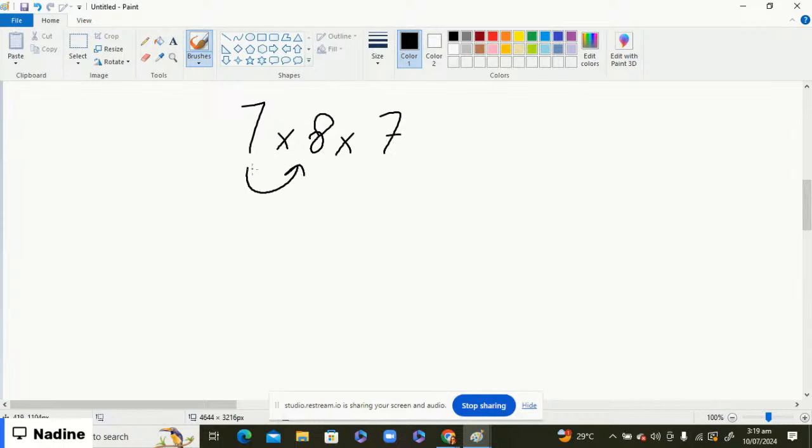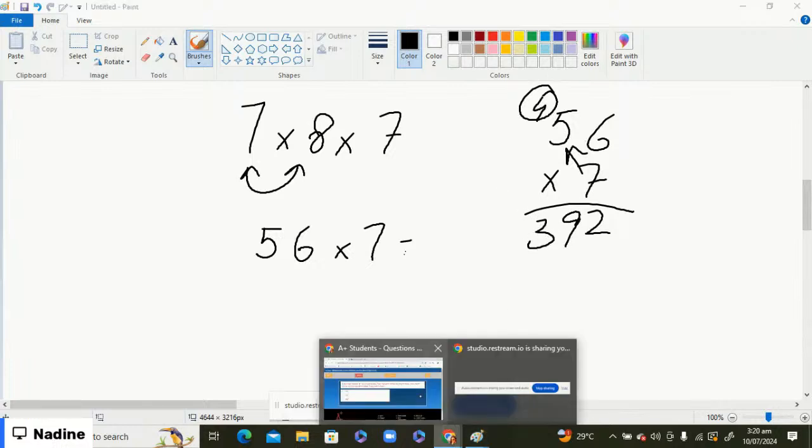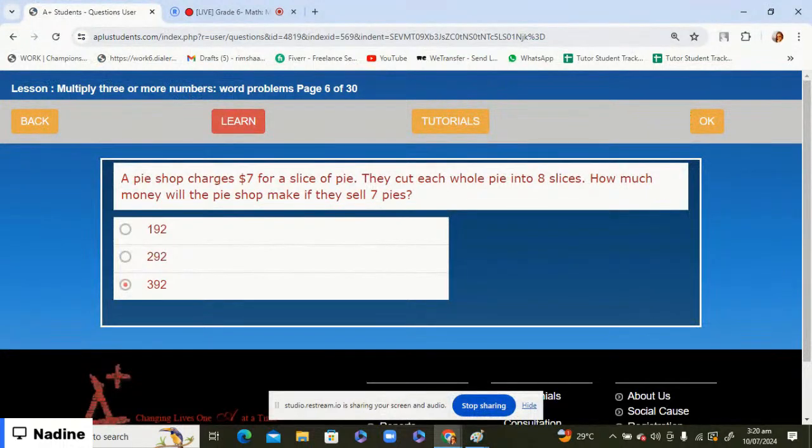So 7 times 8 is 56, times 7. Let's just multiply 56 times 7. So 7 times 6 is 42. Here you're going to put 2, and 4 goes up as a carry. 7 times 5 is 35. 35 plus 4 is 39. So it is 392.